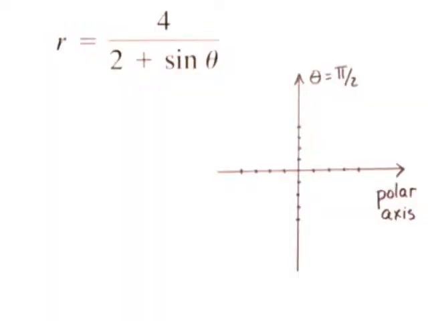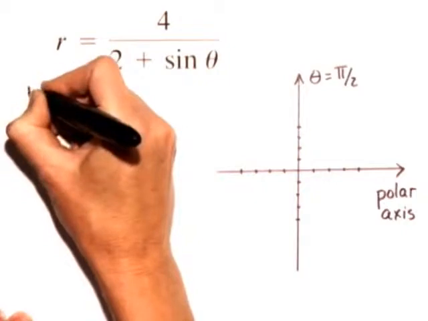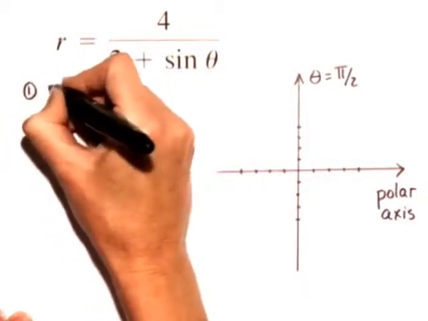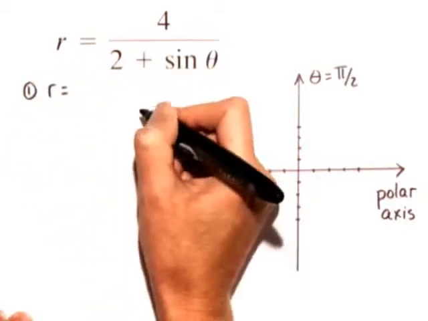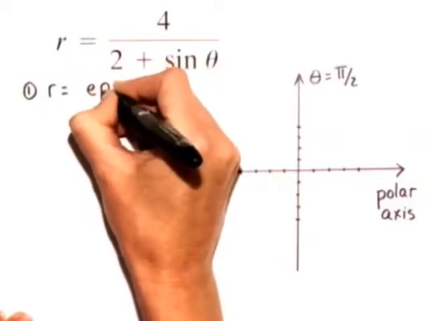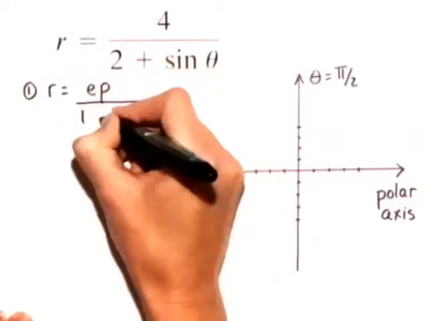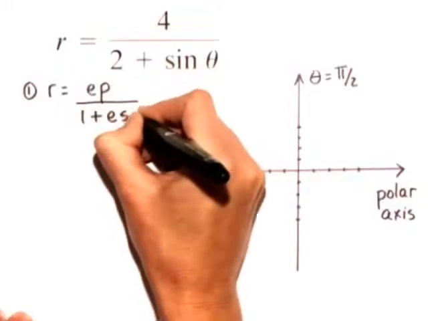For this problem, we'll identify the graph of the conic section, and then we'll graph the polar equation. We have r is equal to 4 over 2 plus sine theta. So our first step in graphing this is to write it in standard form. Standard form will be r is equal to ep over 1 plus e sine theta.